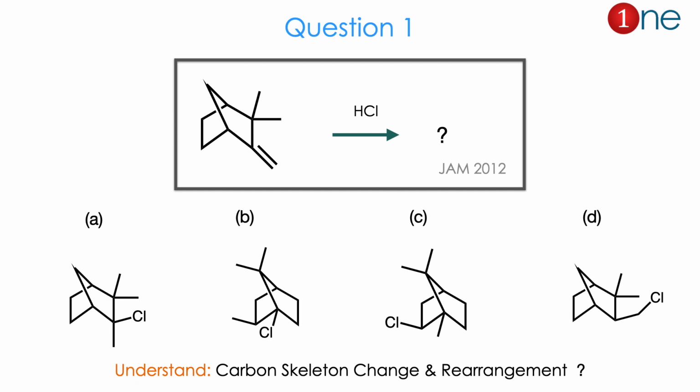So basically the carbon skeleton changes. From the question to the product, you might realize the carbon skeleton change is important and rearrangement definitely occurred here. The answer is C. Let us see how.